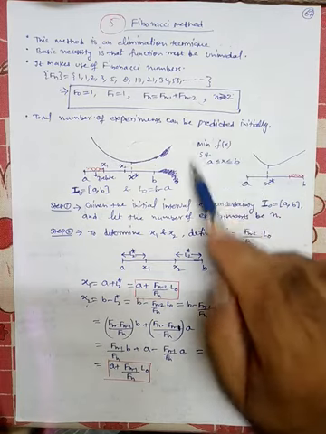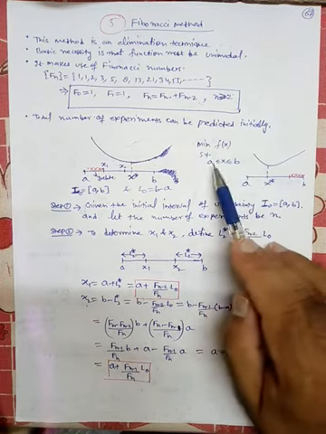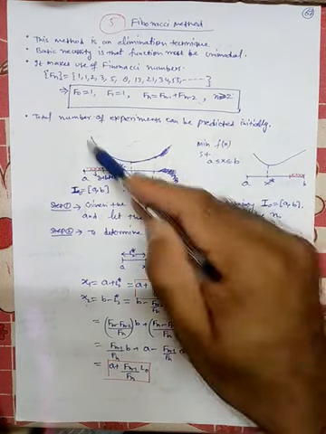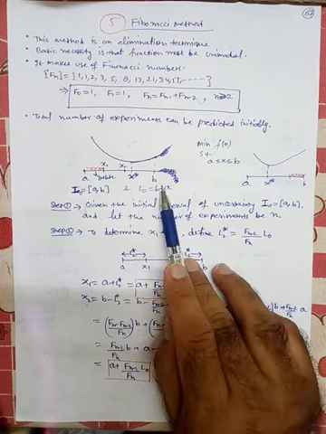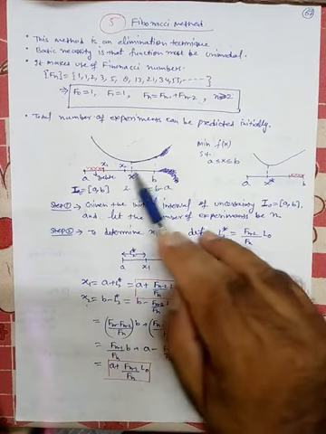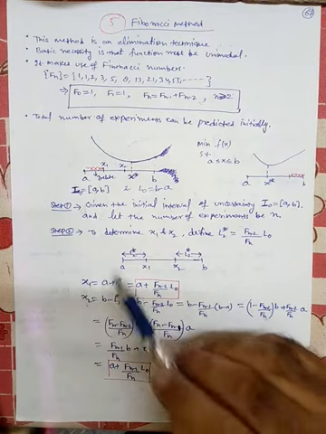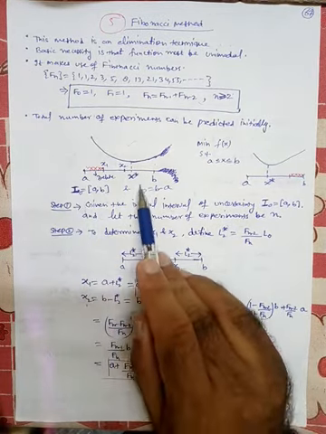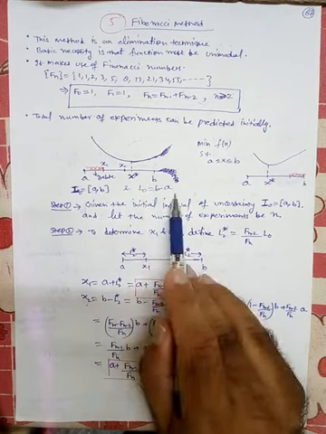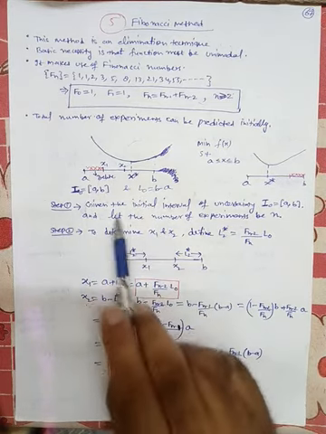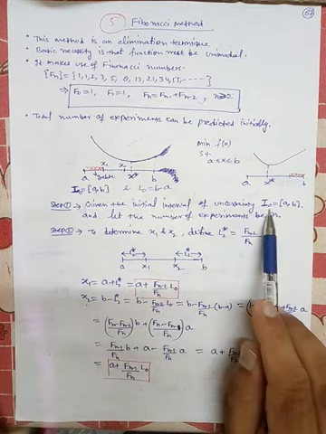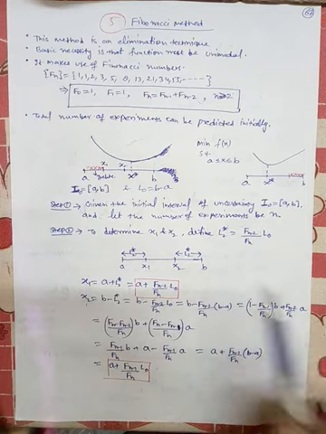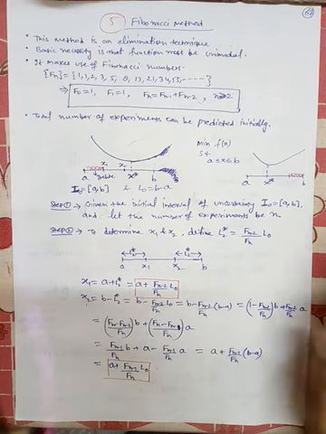Suppose this is the problem: minimum of f of x such that x is between a and b. So this is our unimodal function, with a and b as the initial interval. Our target is to find x star here. Suppose initially the interval is I0 equal to ab, and the length of this interval will be b minus a. Step number 1: given the initial interval of uncertainty I0 equal to ab, let the number of experiments be n, which is to be calculated.